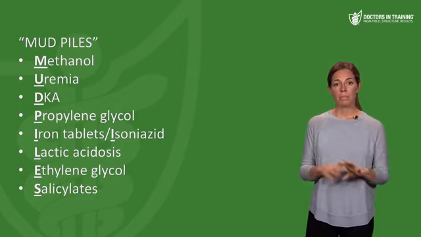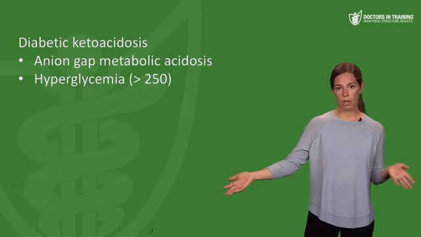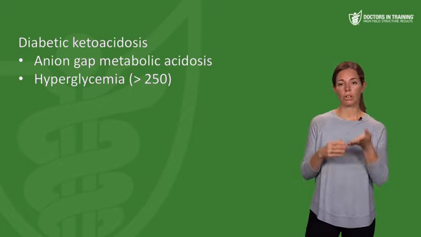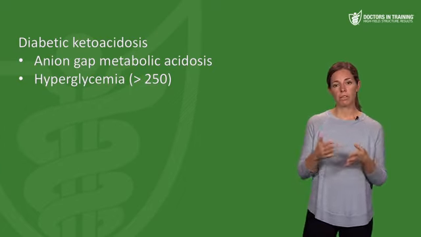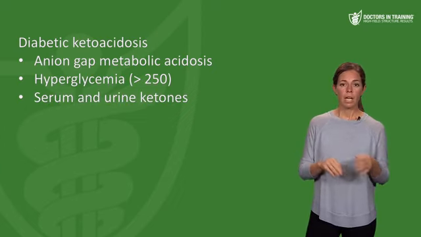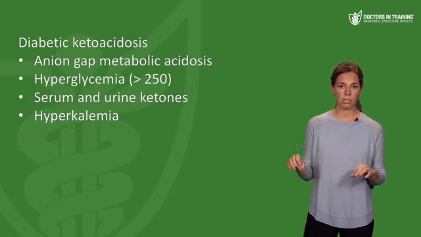Also in labs, patients are going to have hyperglycemia, usually greater than 250, although there's no absolute number. And obviously you have to have serum acidosis in order to call this ketoacidosis. And with that, you'll also find ketones in the serum and ketones spilling into the urine. And these patients also have hyperkalemia, typically, or high potassium levels in the blood.